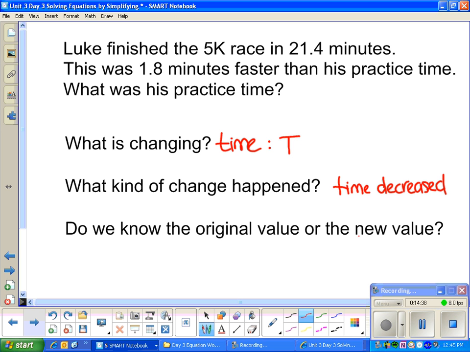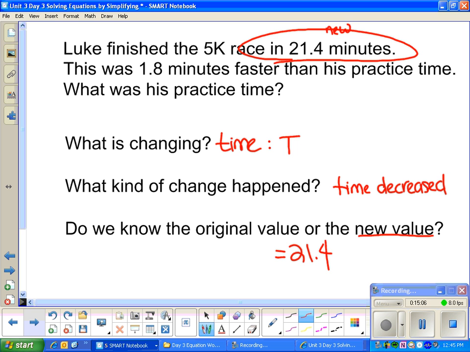Oh, I know the new value. That new value is 21.4 minutes. That's his new value, right? So that's going to be my result. Something is going to be equal to 21.4. And I'm looking for his original time.